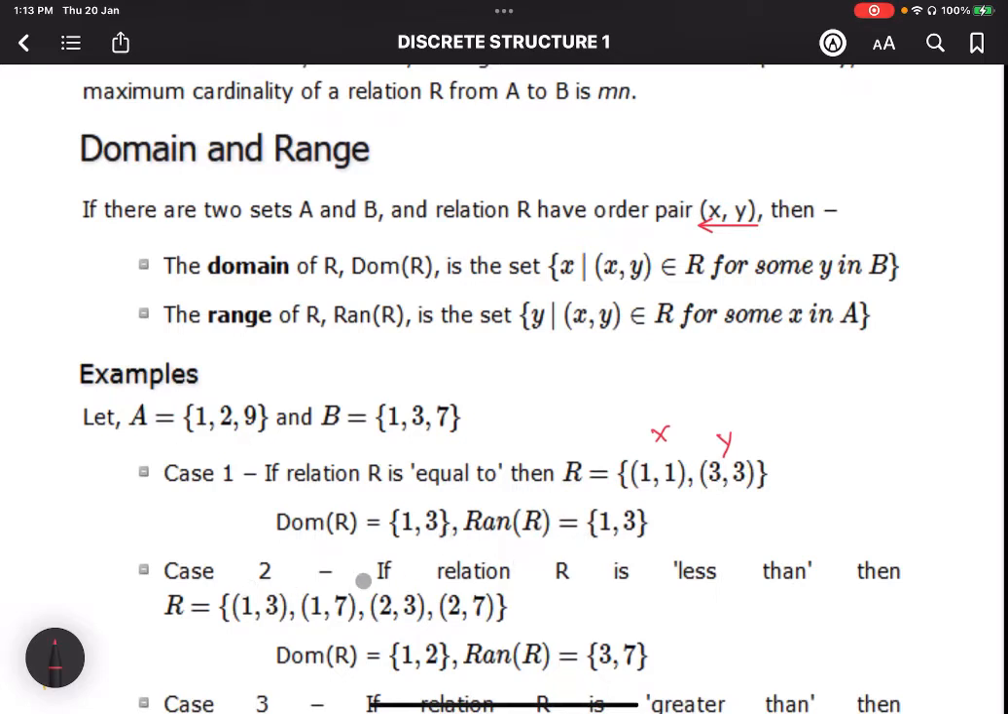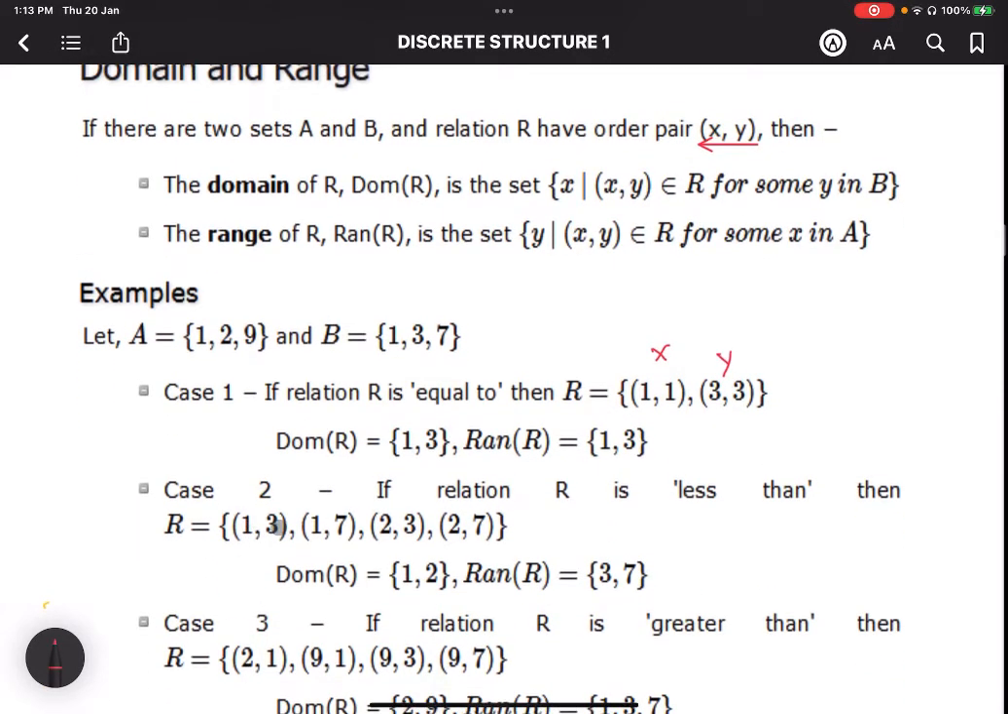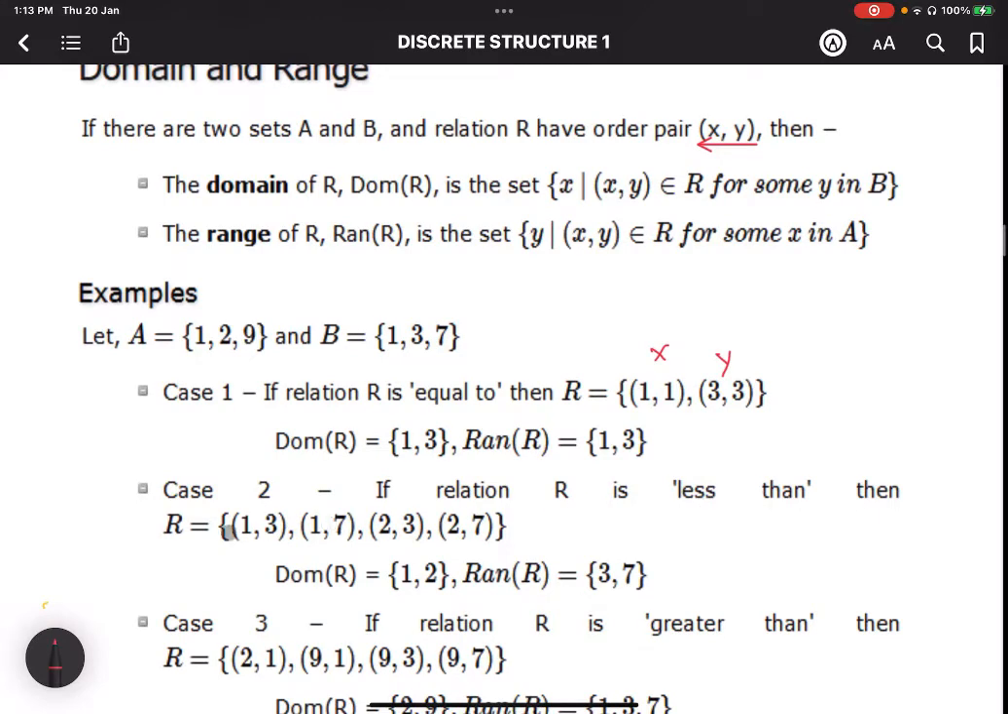In case 2, if the relation R is less than, then R is the set of pairs (X, Y) where X is less than Y. So 1 from here, 3 from here, 1 is less than 3. 1 is also less than 7. Then 2 from here, 3 from here, and 2 is less than 3, and 2 is less than 7.